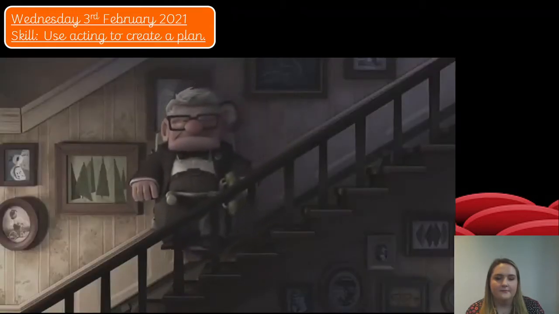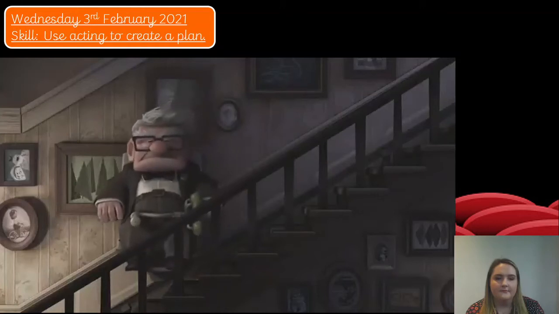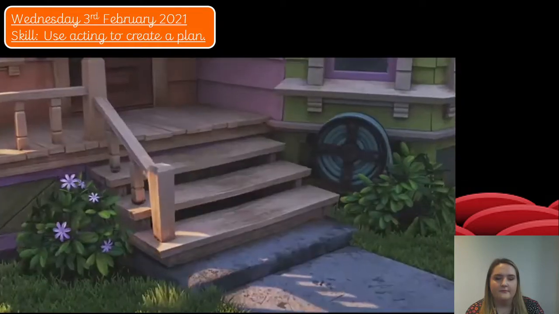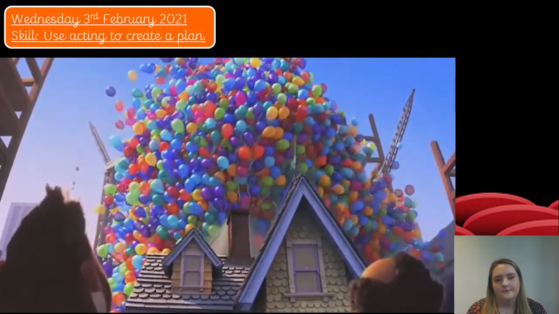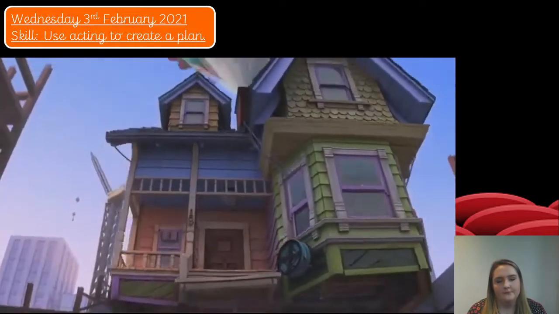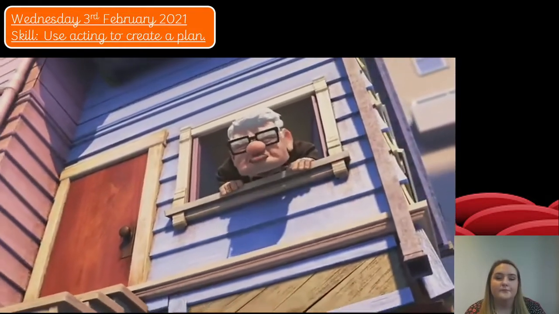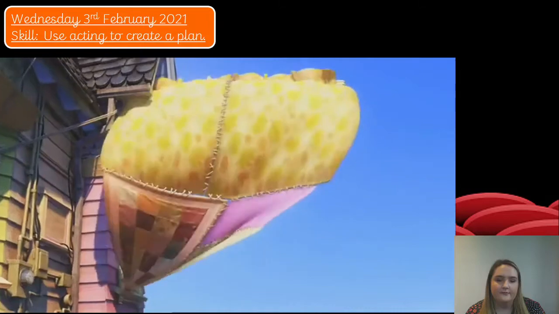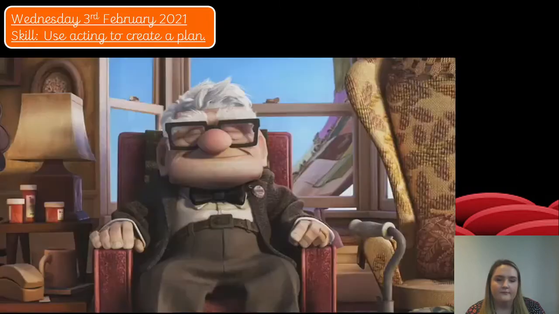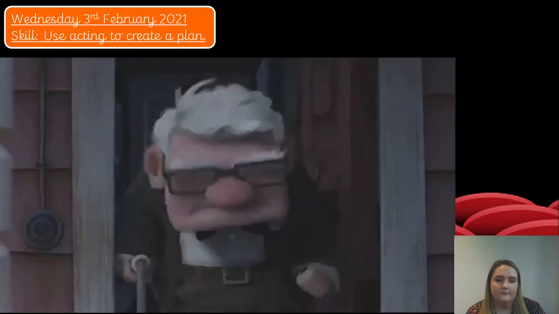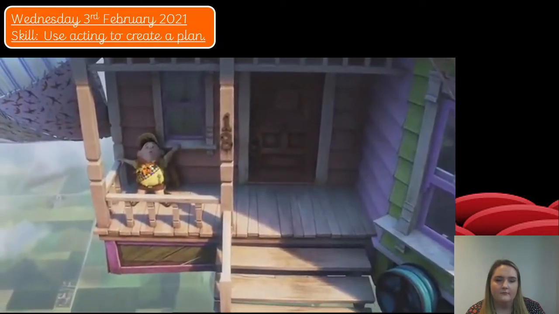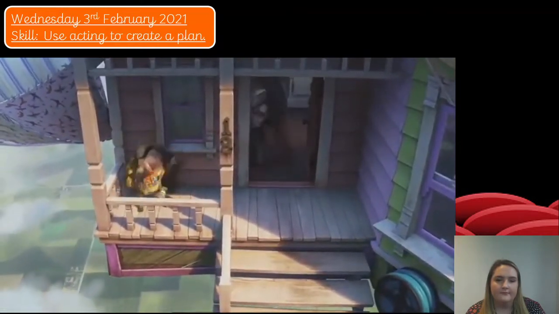All his life, Carl Fredrickson dreamed of adventure. Today, his adventure is finally taking off. So long, boys! Please let me in. No. All right. Russell! Don't let go!